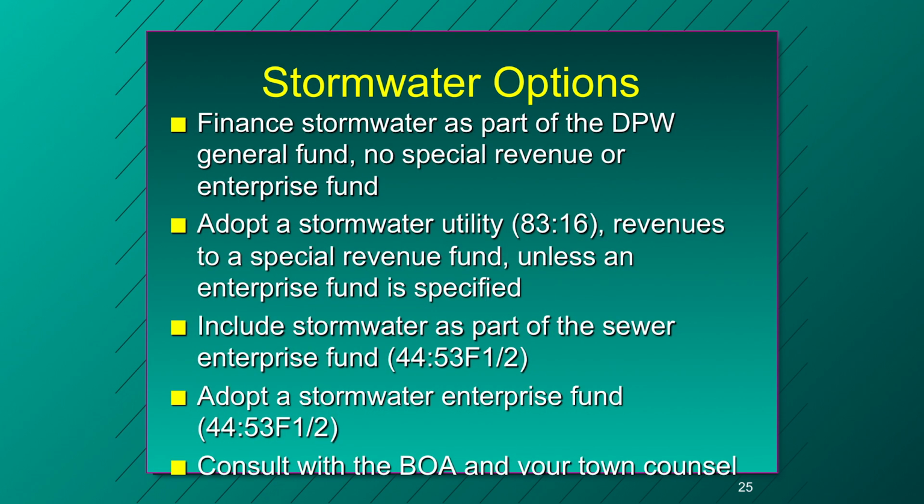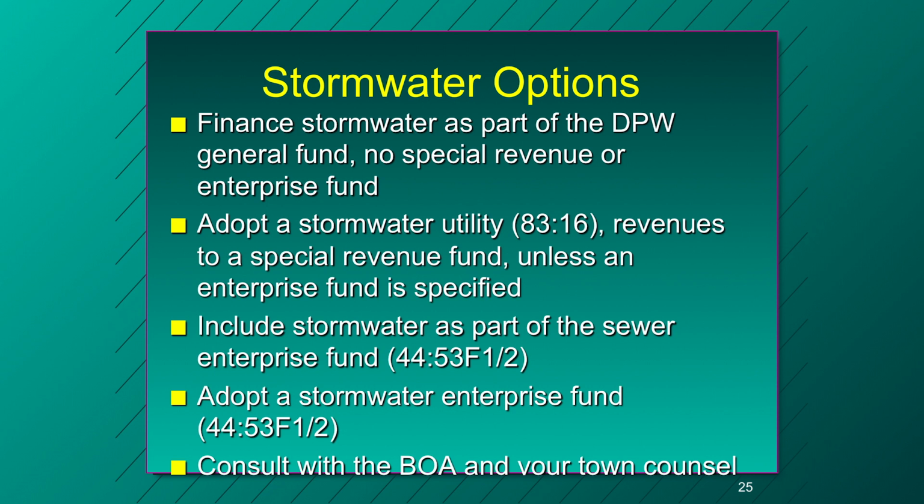So what are your options relative to funds? You can finance stormwater as part of the DPW general fund, no special revenue fund, no enterprise fund. That's the baseline that I think most Massachusetts communities are dealing with today, where stormwater is in your DPW general fund budget and is funded most likely from taxes. So you really don't know the cost of that. You really don't know how much of your tax revenues are funding stormwater costs.